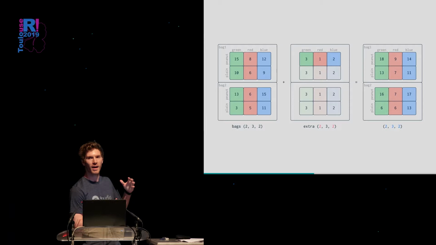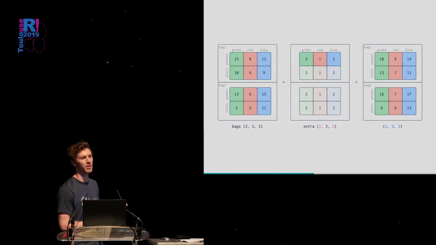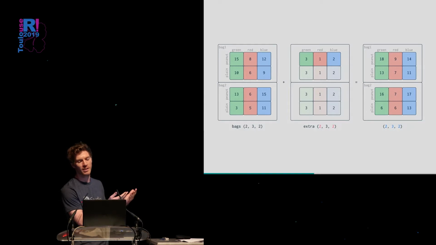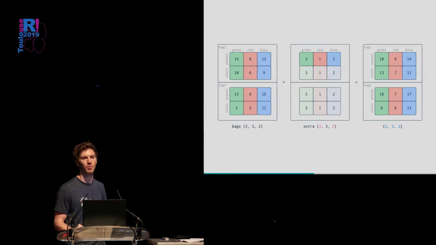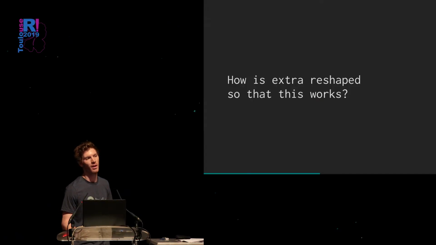Here we have that extra matrix being stretched and reshaped and duplicated in such a way that the dimensions match the 2x3x2 array of bags. With extra in this form, hopefully you can see how it's element-wise added to bags to get the result you see on the right. The next couple of slides are going to explain how this happens and what broadcasting has to do with it. But what you should be thinking is: how was extra reshaped so that this manipulation was allowed to occur?